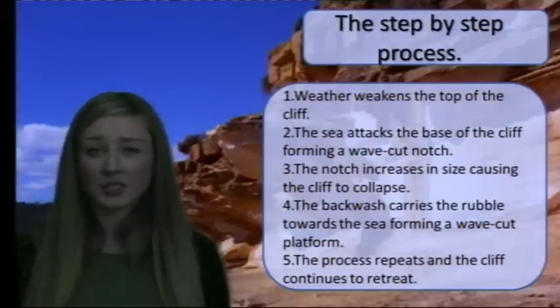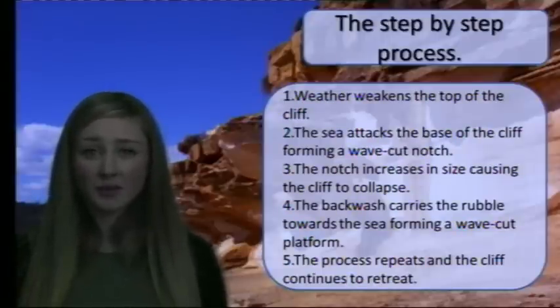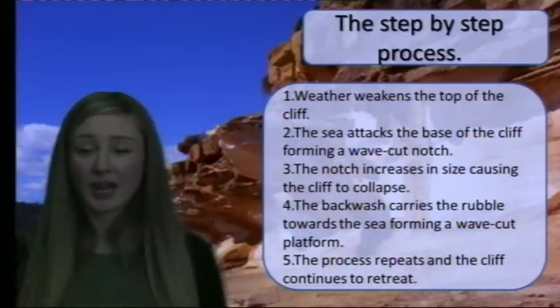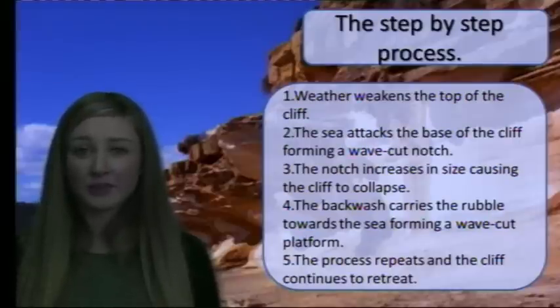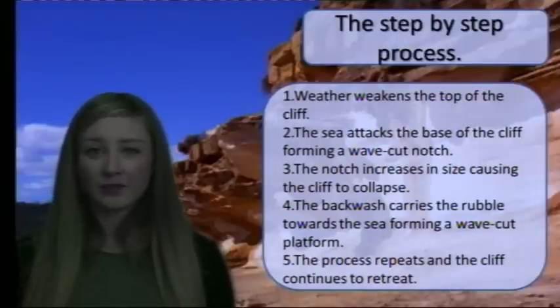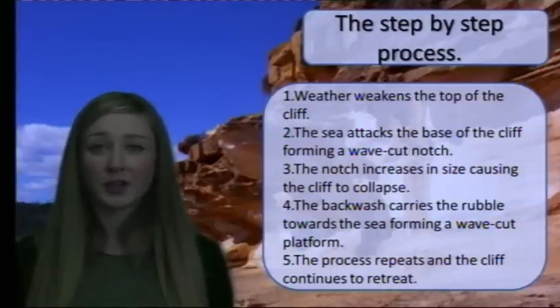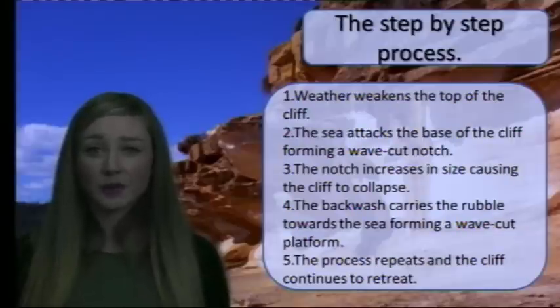As this notch increases in size, it's going to make the top of the cliff unstable and it's going to actually collapse. When the rocks from the top of the cliff collapse and hit the base and into the sea, it's going to cause a wave-cut platform to form. And the process keeps repeating itself, so a new wave-cut notch will be created once the platform is formed. And this is going to happen over and over again until the cliff continually retreats backwards.